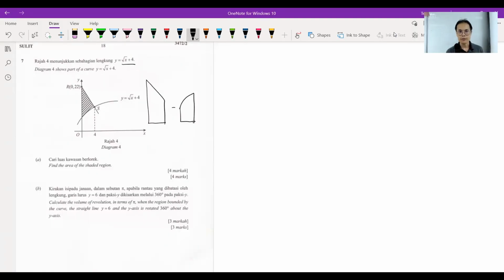Okay, before you find the area of the trapezium, we need to know the coordinate here. We know this is 4. We sub x equals 4, find your y. Your y will be square root of 4 plus 4. Square root of 4 is 2, 2 plus 4, your y is 6. So this is 6. I can see that this height here is 6, this is 22, and this is 4. So for your area, you should take the area of a trapezium, which is half the sum of parallel sides times height.